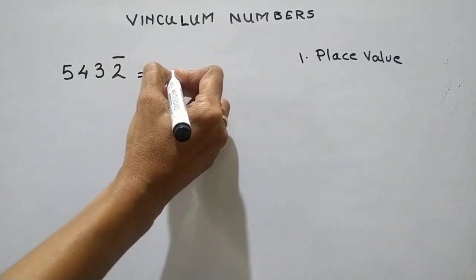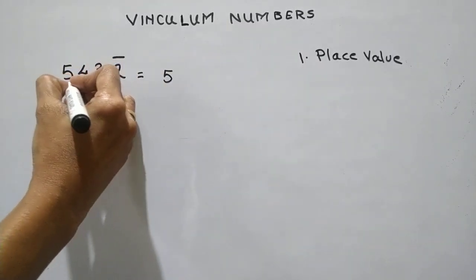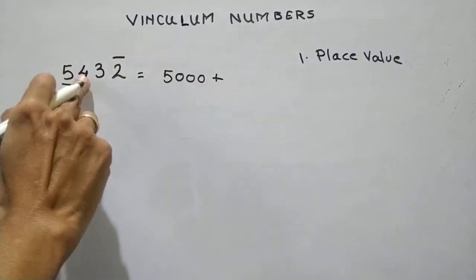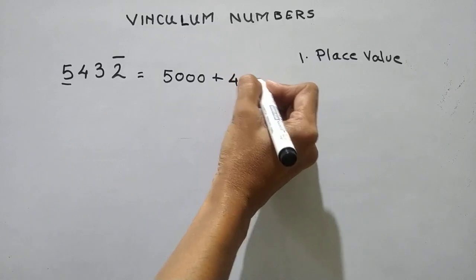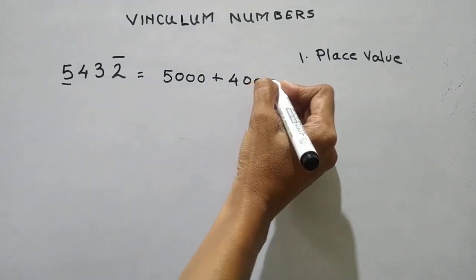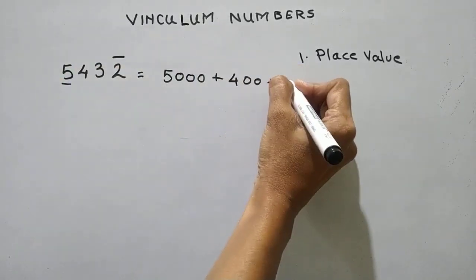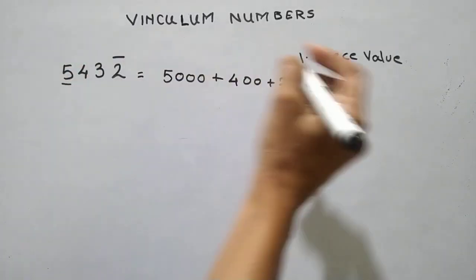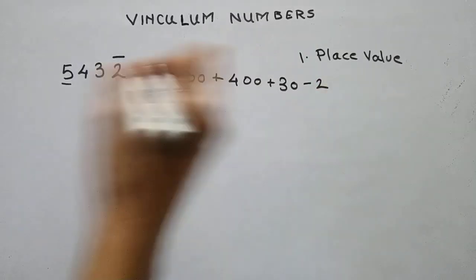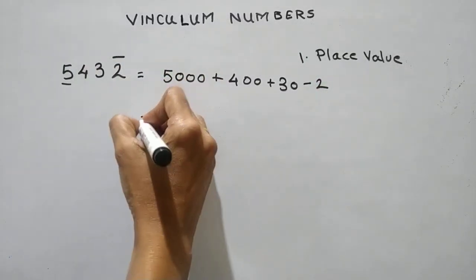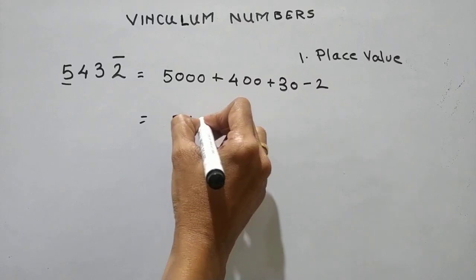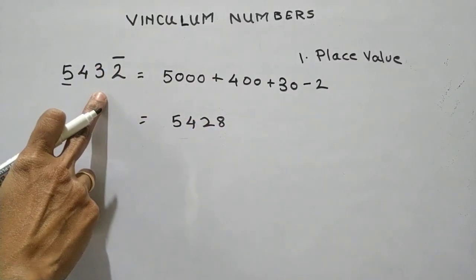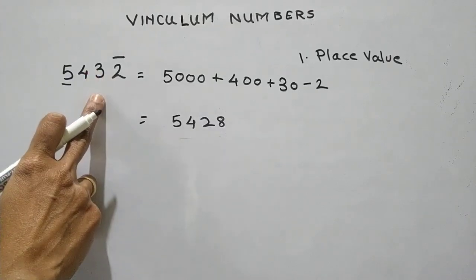We'll expand this number like this. The place value of 5 is say 5000. Then we have 4, that is 400, plus we have 3, that is 30, and here this is having a bar over it, so we take minus 2. So in this case we get the answer as 5428. So this is the normal number for this particular vinculum number.